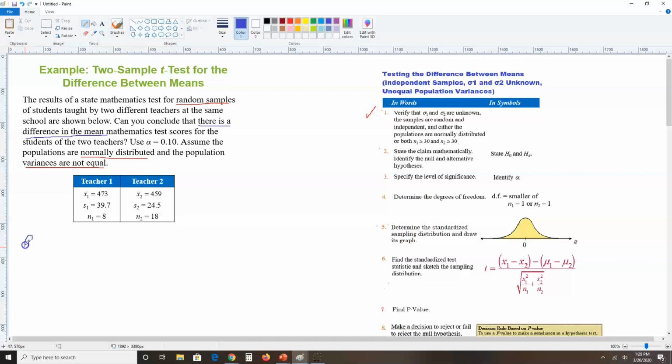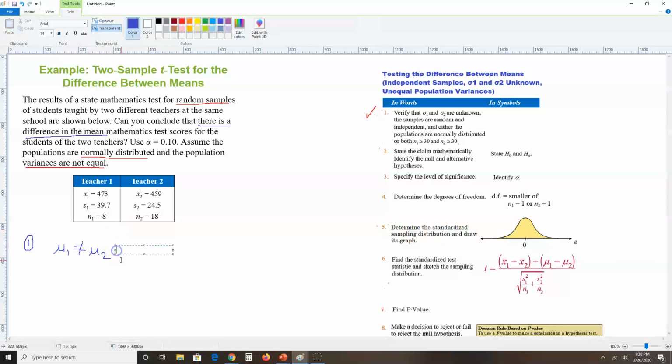What I'm saying is that the mean of teacher number 1, if there is a difference, it means that they're not equal. That's what that means. So the mean of teacher 1 is different than the mean of teacher 2. And this is my claim. Let me put that in parentheses. Claim, that was my claim.